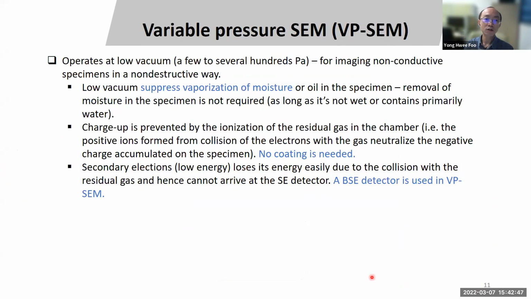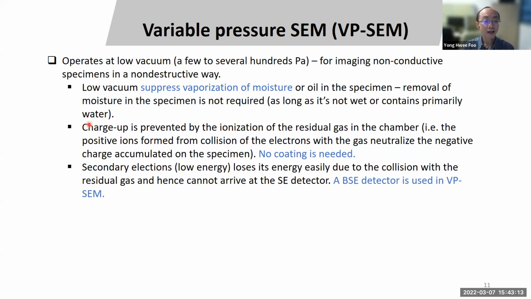However, there's a technique called variable pressure SEM, VP SEM. It operates at low vacuum. Right? The reason for this is to image a non-conductive specimen in a non-destructive way. So at low vacuum, it suppresses the vaporization of moisture. So removal of moisture in the specimen is not required.